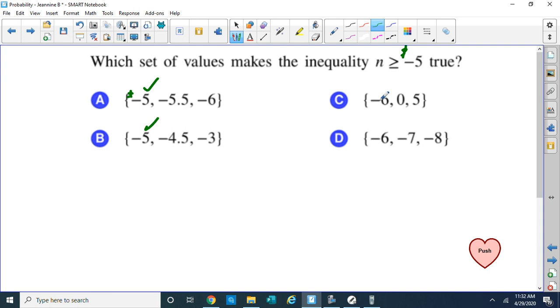And let's look over here. Well, we have a -6 here. Let's take a look at that -6. Is owing $6 better than owing $5? Well, if I owe $5, that's less, and that's better than owing $6. So I'm going to get rid of C because owing $6 is worse. I want to get better than, so owing $6 is going to put me in a bad situation.